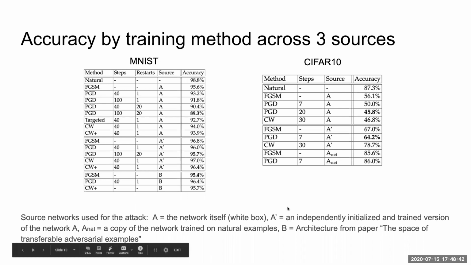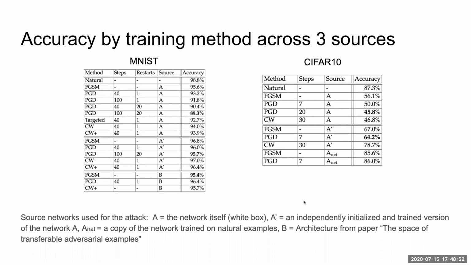The second source, I'll call it a clone of the original network. So it's a network of the same architecture, but was initialized independently and trained independent of the original network, network A. And again, we see pretty high accuracy on the MNIST data set for each of the training methods.